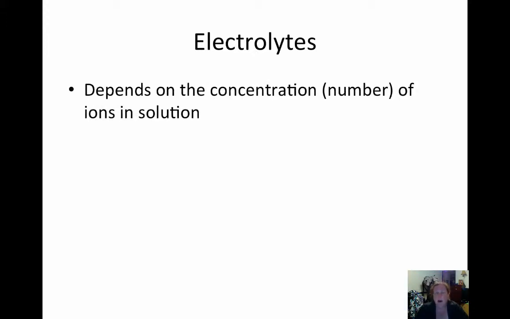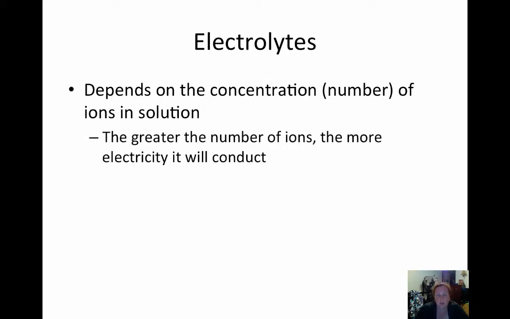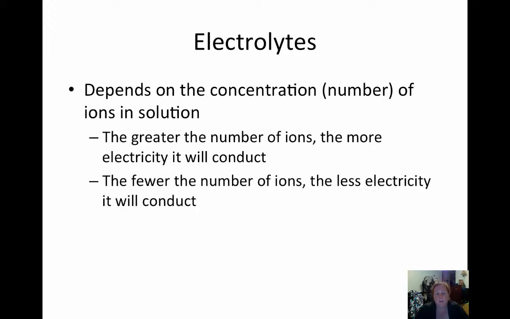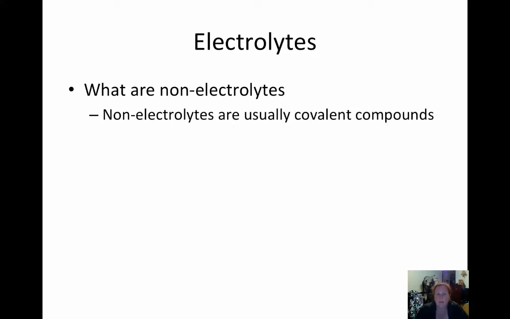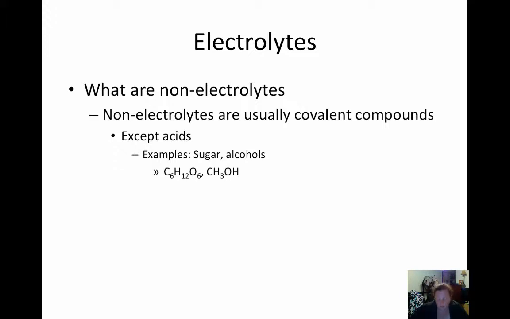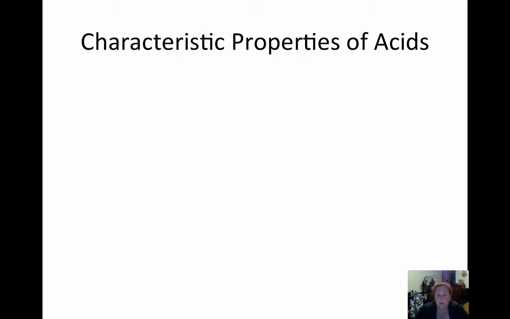They depend on the concentration or number of ions in solution. The greater the number of ions, the more electricity the electrolyte will conduct. The fewer the number of ions, the less electricity it will conduct. Non-electrolytes are usually covalently bonded compounds. Except for acids, which all start with hydrogen, non-electrolytes have covalent bonds. They don't ionize in water, so they do not create ions to make mobile electrons available. Sugars and alcohols are examples of non-electrolytes, and here is a sugar and an alcohol compound.